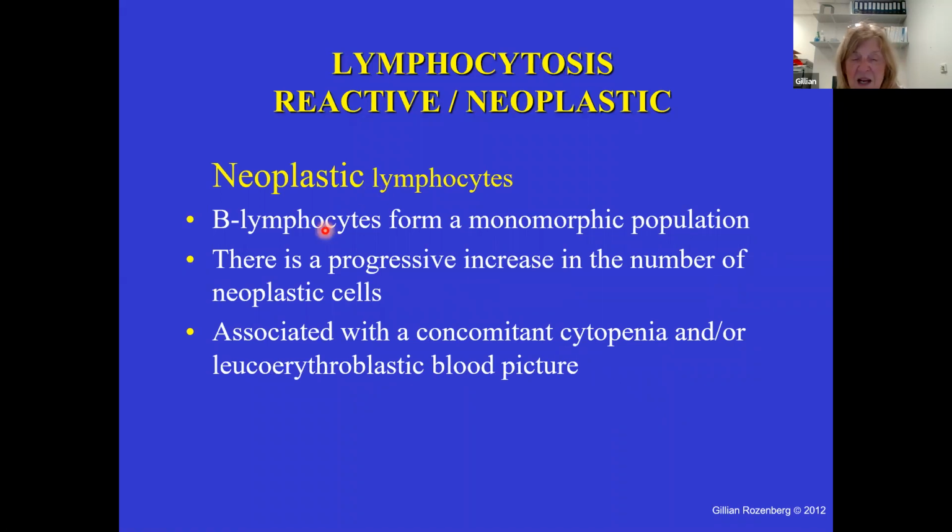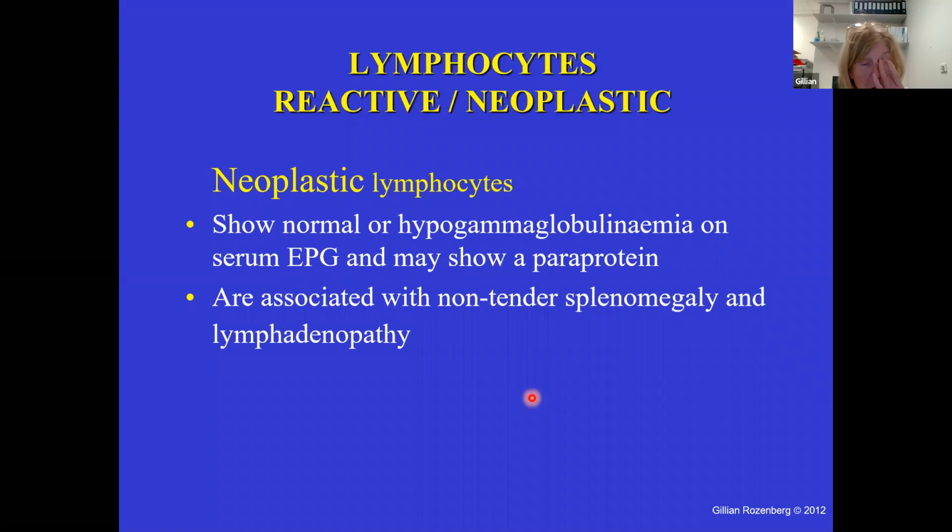So B lymphocytes form a monomorphic population. There is a progressive increase in the number of neoplastic cells. They are associated with a concomitant cytopenia and/or a leukoerythroblastic blood picture. They show normal or hypogammaglobulinemia on serum EPG, and they may show a paraprotein. They're associated with non-tender splenomegaly and lymphadenopathy.